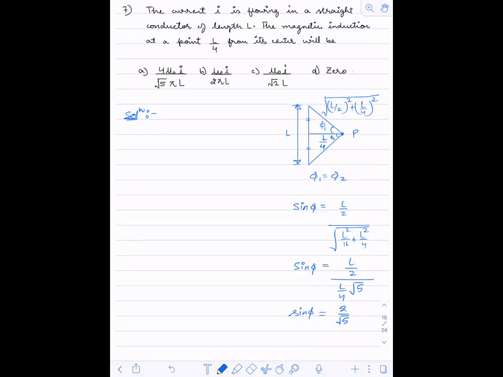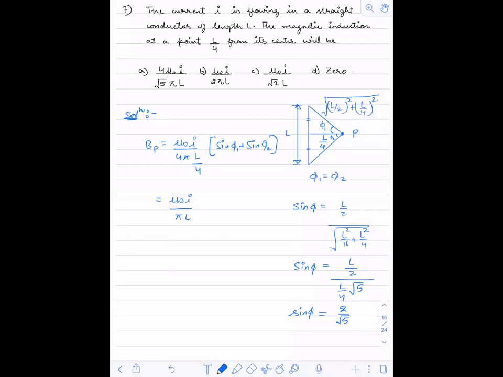Now the magnetic field at point P we will write as mu naught I by 4 pi r, where r is L by 4, so L divided by 4, into sine of phi 1 plus sine of phi 2. See, I'm doing it step by step. In the exam, you should skip these steps. You should not do all these unnecessary steps in the exam.